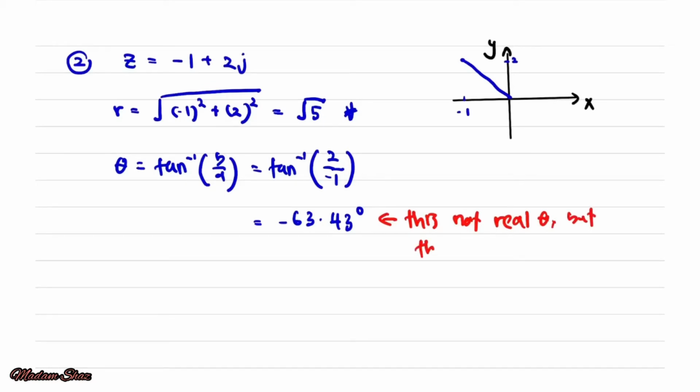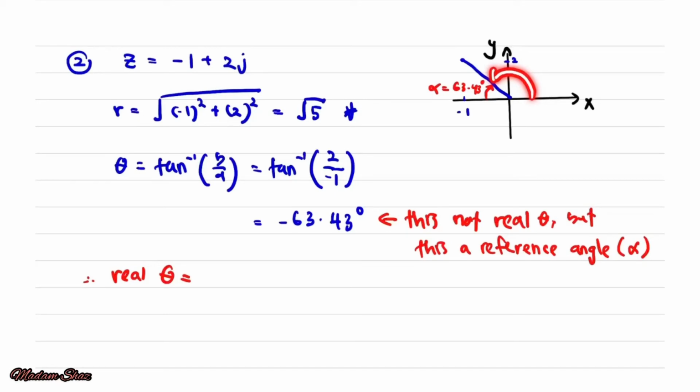But this is a reference angle, which is alpha. Okay, so this is the alpha value. Alpha is equal to 63.43 degrees. We ignore the negative sign here. So now you have to find the real theta. Therefore, real theta is measured from the positive x-axis until it touches the complex number.